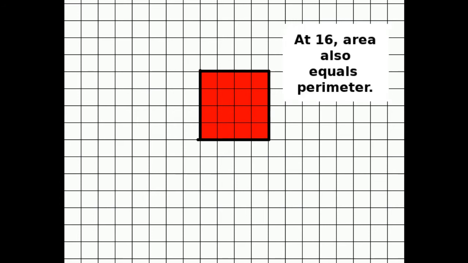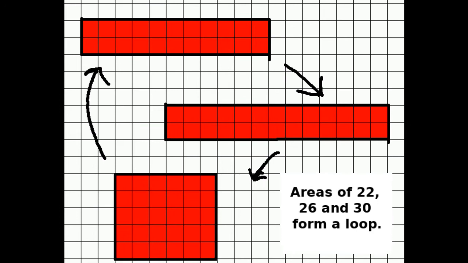18 and 16 are the two numbers where our area matches our perimeter. Along with these numbers, there is also a loop that goes between 22, 26, and 30. An area of 22 has a perimeter of 26, an area of 26 has a perimeter of 30, and an area of 30 has a perimeter of 22.